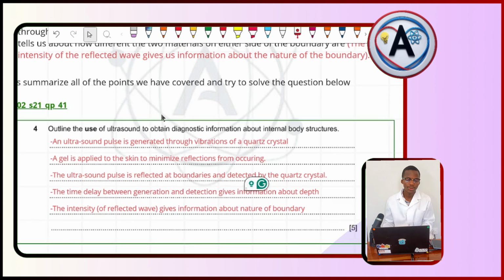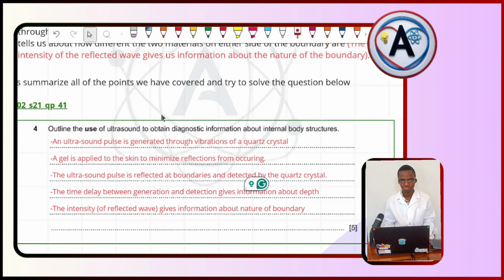Number one, we send an ultrasound pulse that is generated by vibrations of a quartz crystal. We have a quartz crystal that vibrates and generates ultrasound. A gel is applied on the skin to minimize reflections. For now, just put this as a point; we'll come back to why it is important. So we're applying a gel on the skin of the mother to minimize reflections from occurring.